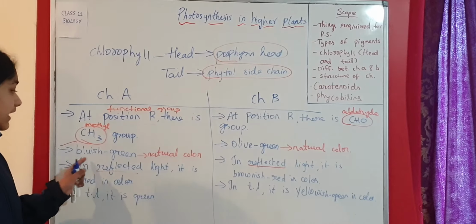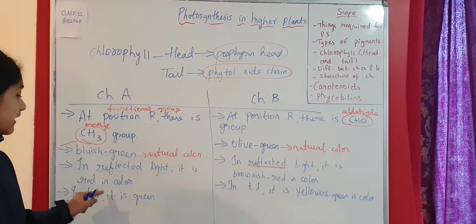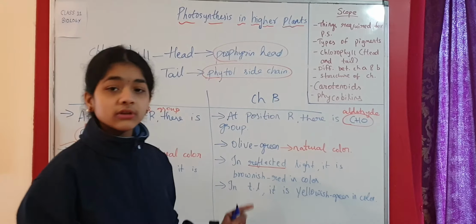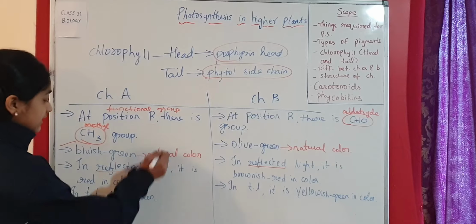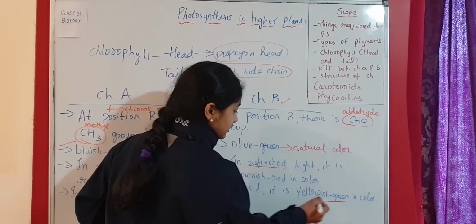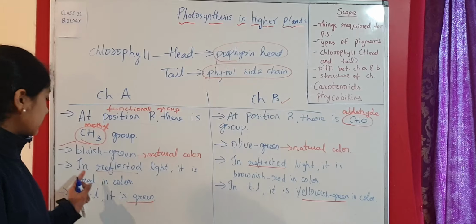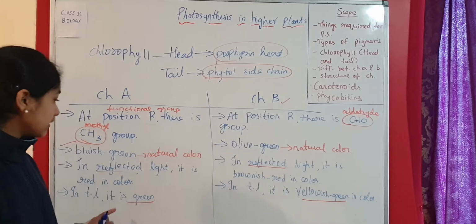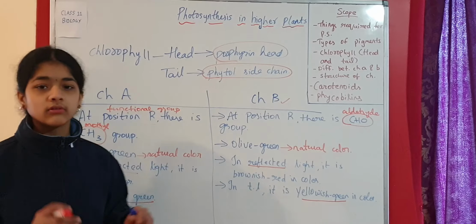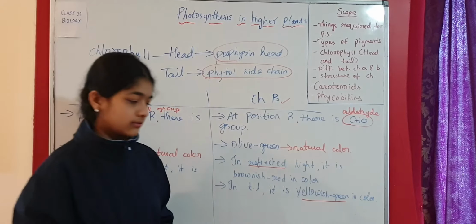Natural color of chlorophyll A is bluish green. Natural color of chlorophyll B is olive green. In reflected light, chlorophyll A is red in color. In reflected light, chlorophyll B is brownish red in color. In transmitted light, chlorophyll A is green in color. In transmitted light, chlorophyll B is yellowish green in color. So, bluish green, olive green, red, brownish red, green and yellowish green. So these are some differences between chlorophyll A and chlorophyll B. Now let us take up the detailed structure of chlorophyll.